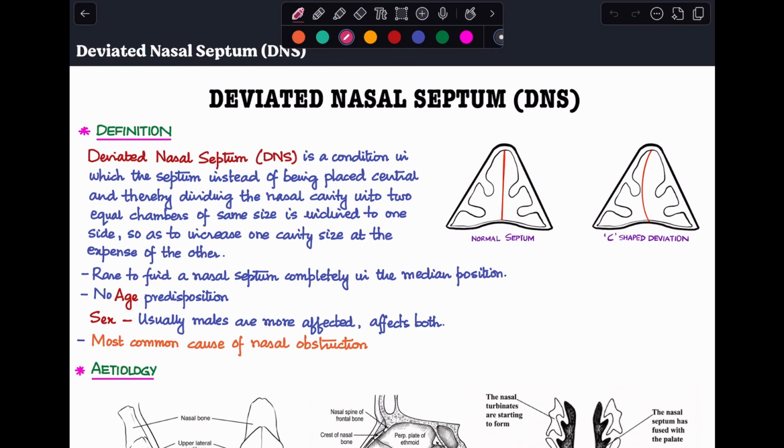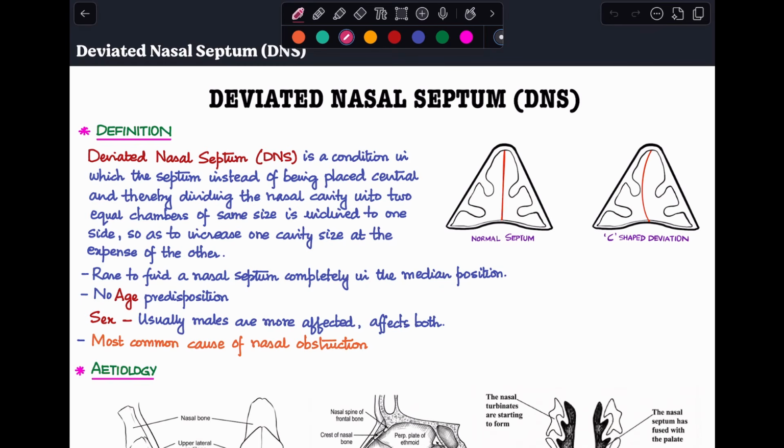Let's get started. So first let's talk about what is DNS. So DNS is deviated nasal septum. Now this is actually a very common occurrence seen even in normal individuals who do not present to you with any symptom. Having the septum exactly in the midline is not a very common thing. You'll find slight deviations in a lot of people when you check their noses.